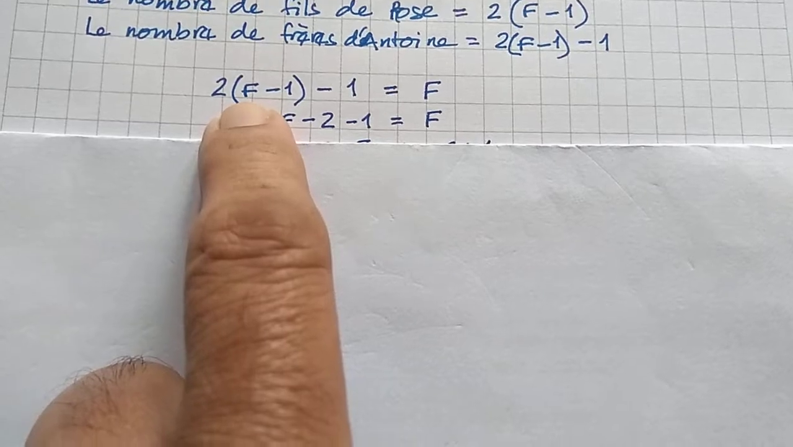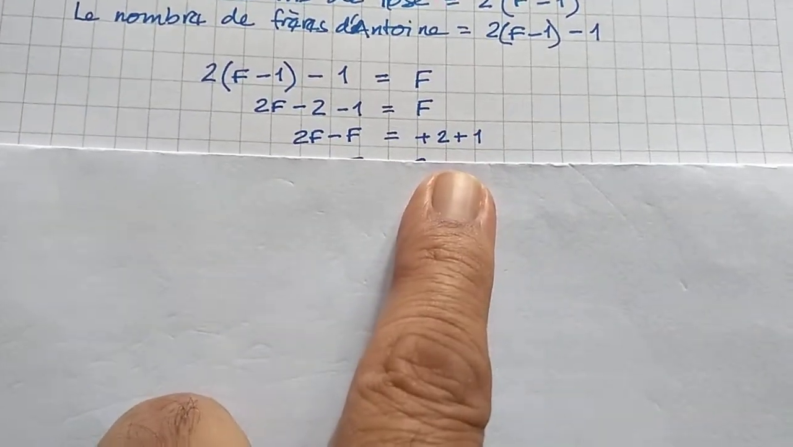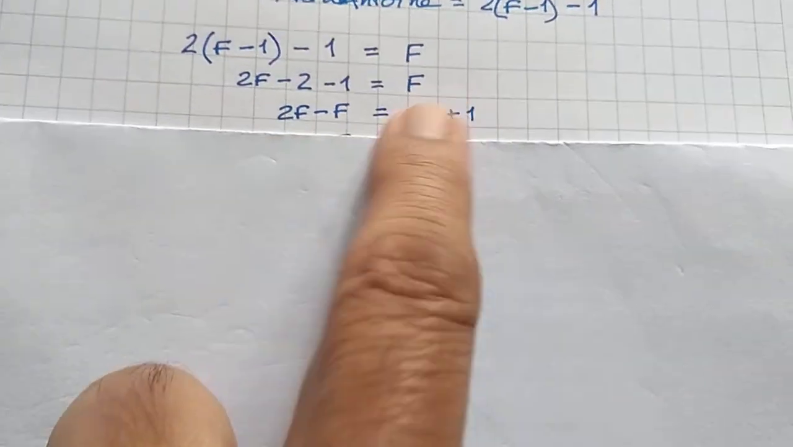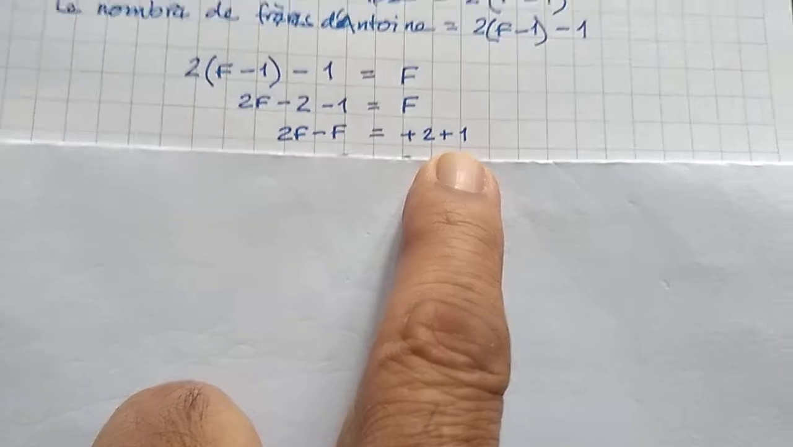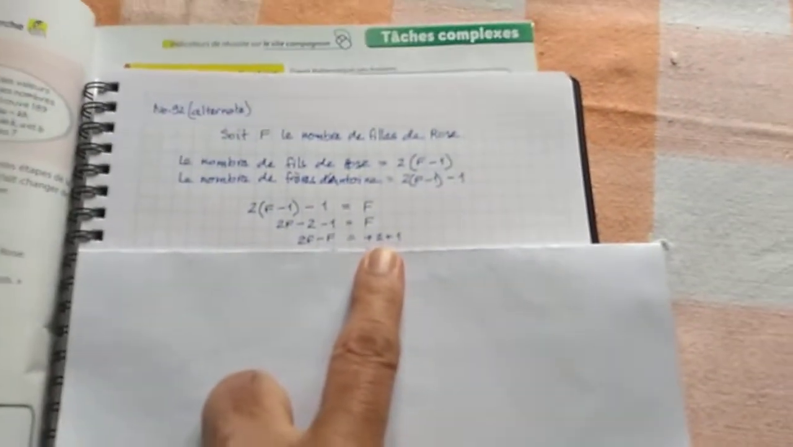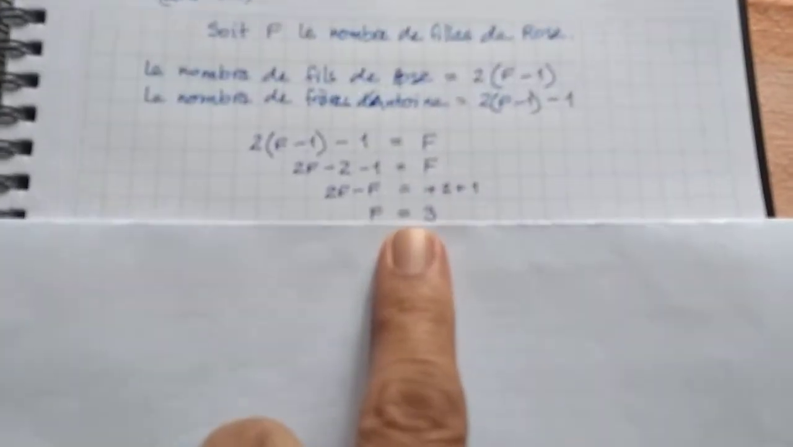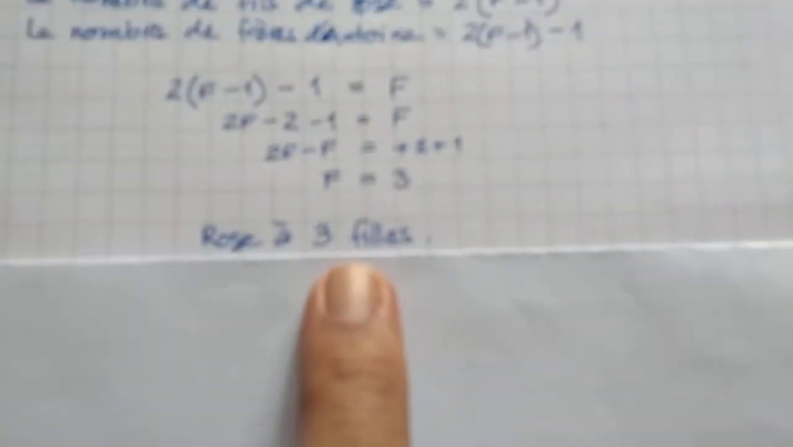You develop this, you get 2f minus 2 minus 1 is equal to f. You bring f on the other side, you get 2f minus f. You bring minus 2 minus 1 on this side, you get plus 2 plus 1. So you'll get finally, just wait for it to focus. It's not focusing. It will. f is equal to 3.